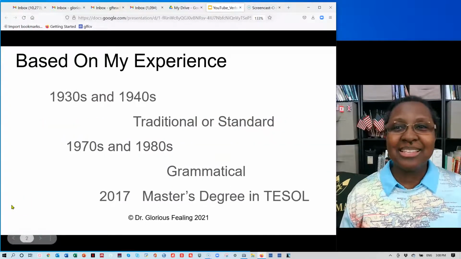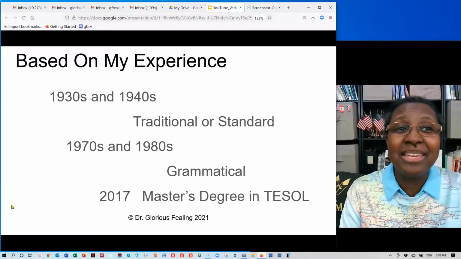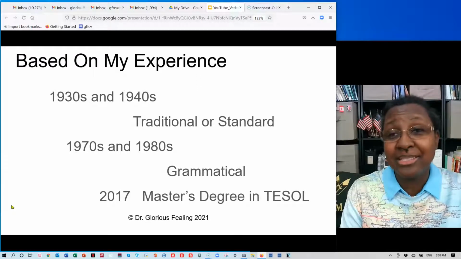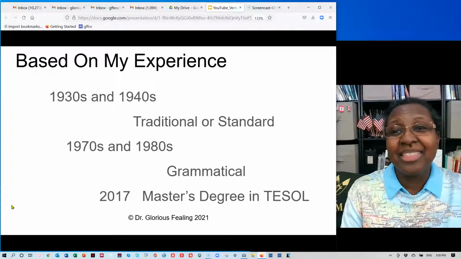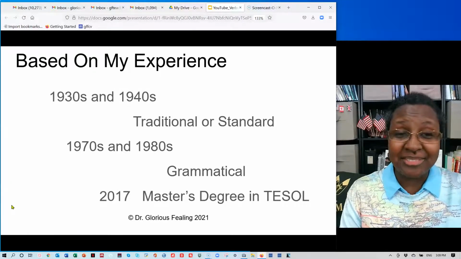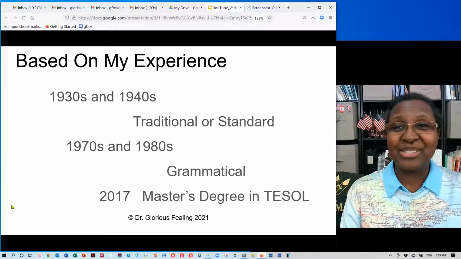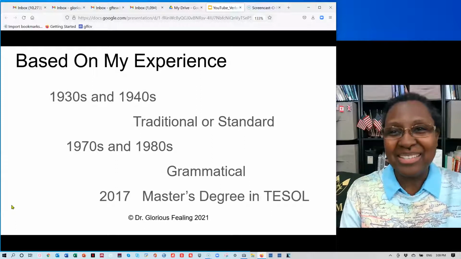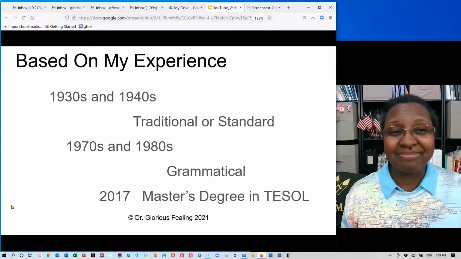I'll be teaching you today's lesson based on my experience learning English as a native speaker. My parents were my first teachers, and they taught me 1930s and 1940s standard or traditional English. It's very formal. Then I learned in school 1970s and 1980s English. That was also grammatical. Then I refreshed my English in 2017 when I got my master's degree in teaching English to speakers of other languages. So today I will be sharing my knowledge based on my experience, and my hope is that you will be able to learn and retain English.